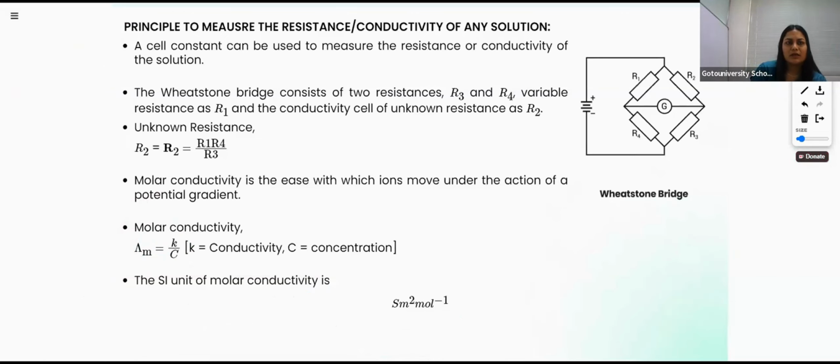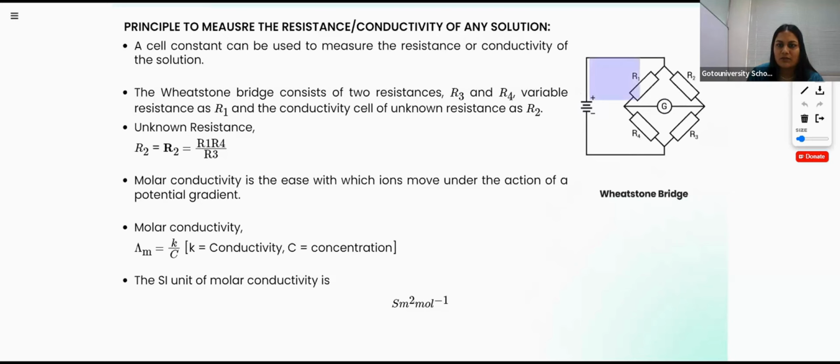So let us read here. A cell constant can be used. What is cell constant? G star, that is used to measure the resistance or conductivity of a solution. This is a Wheatstone bridge. Here we have a galvanometer where all the resistances are attached to the galvanometer. We have a battery here.